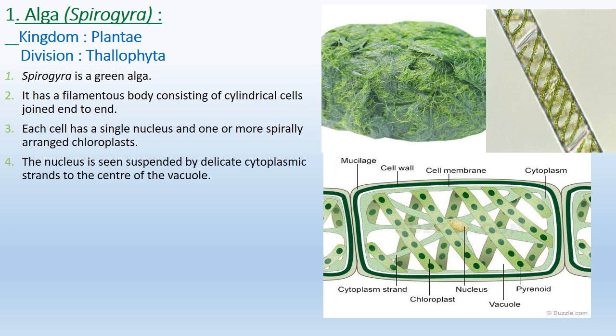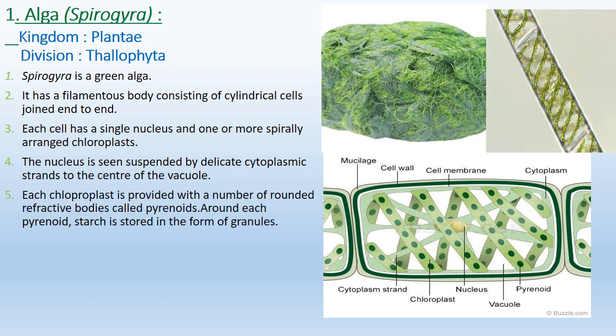The nucleus is seen suspended by delicate cytoplasmic strands in the center of the vacuole. Each chloroplast is provided with a number of rounded refractive bodies called pyrenoids. Around each pyrenoid, starch is stored in the form of granules.